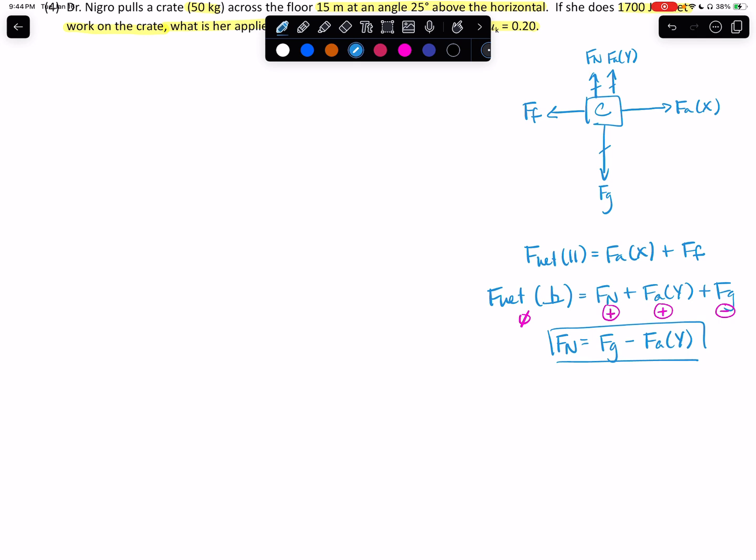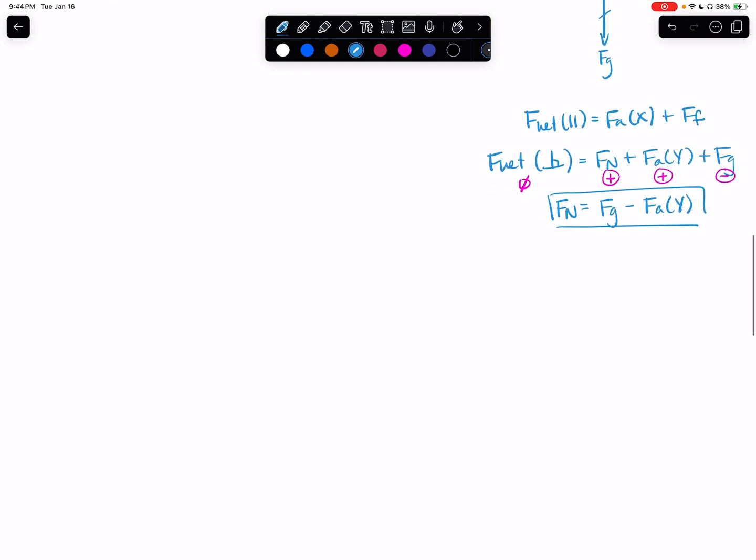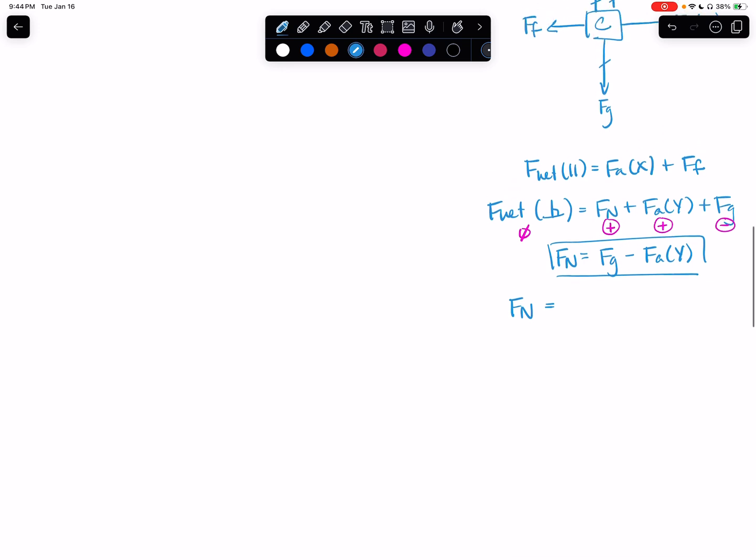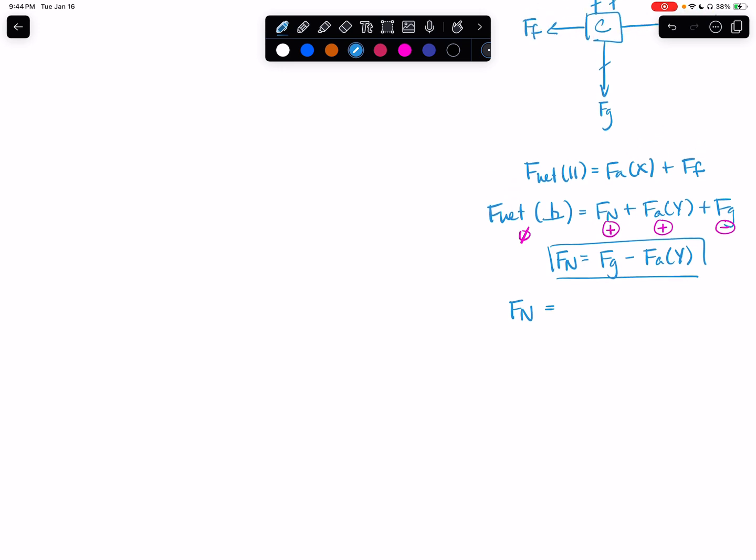Because I need to calculate friction. All right, so we're going to take a minute and just plug in, just so we have that ready to go. The gravitational force: we have a mass of 50 kilograms. We're just going to use 10 for gravity. So we're going to have 500 newtons for Fg minus that y component.